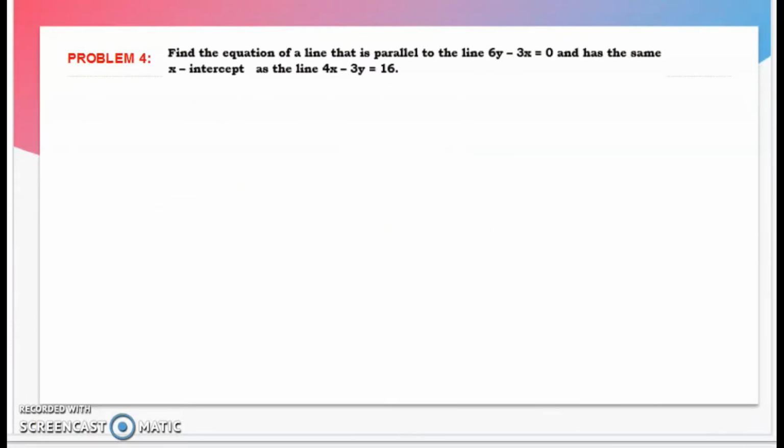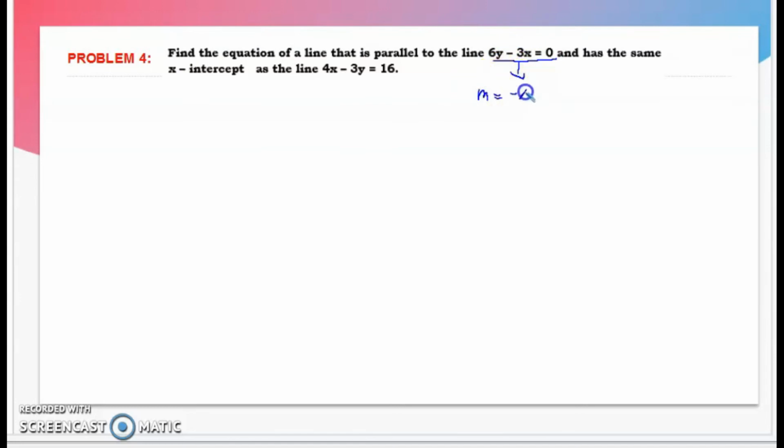Problem number 4. Find the equation of a line that is parallel to the line 6y minus 3x equals 0 and has the same x-intercept as the line 4x minus 3y is equal to 16. So we're looking for an equation that is parallel to 6y minus 3x equals 0. We know that if two lines are parallel, they have the same slope. So we need to find the slope of this line. So what is the slope of this line?